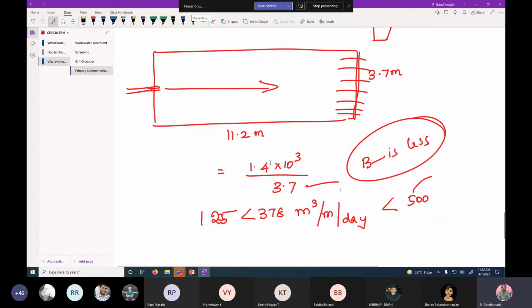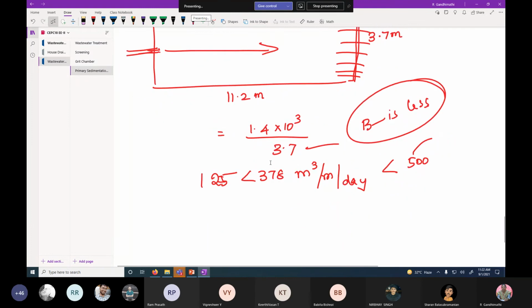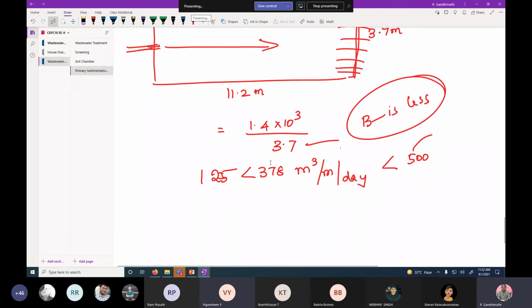Students, others, yes, yeah, then how do you increase the width of the chamber, or what modifications you have to do to meet this criteria? And we increase the length, ma'am. How do you increase the length? Anyway, you just go through today some materials, and then we will discuss tomorrow about this. Okay, is it clear?